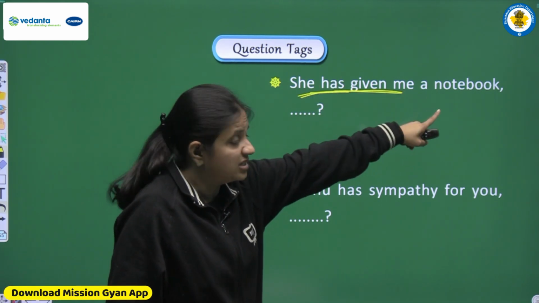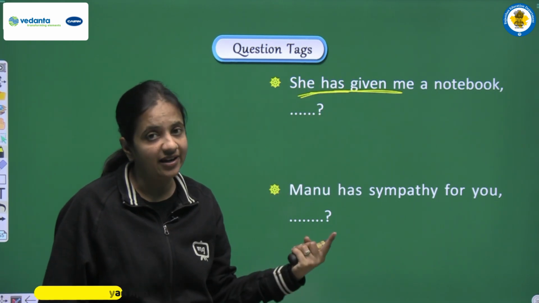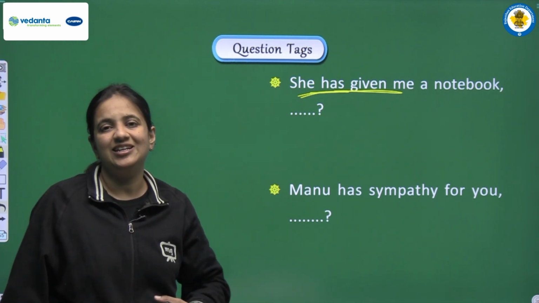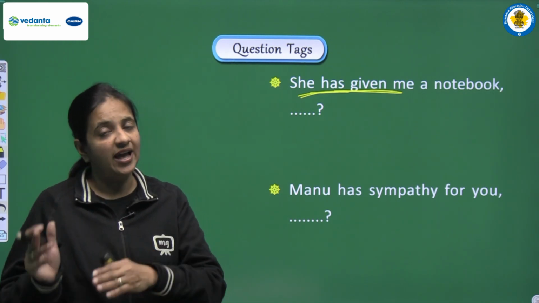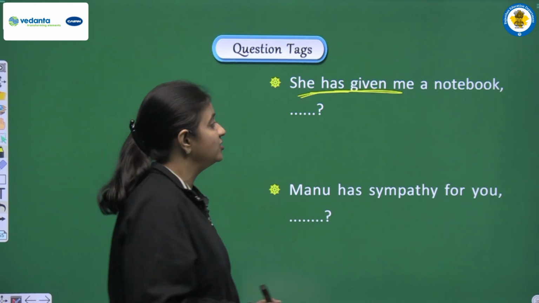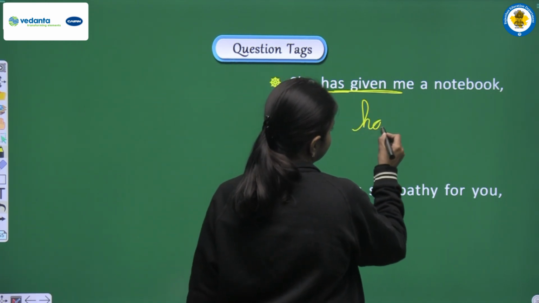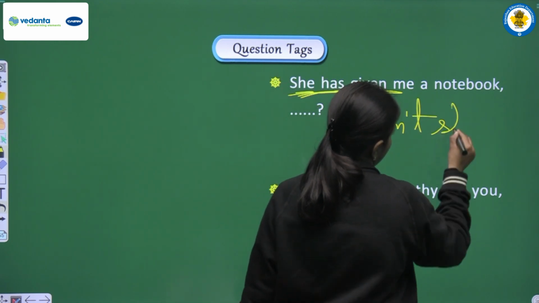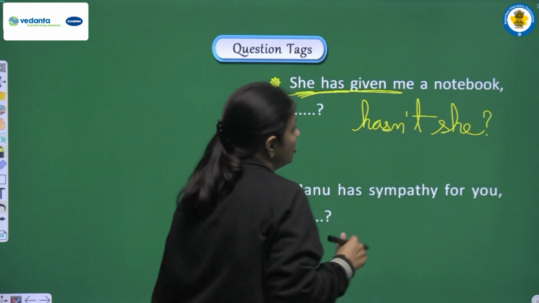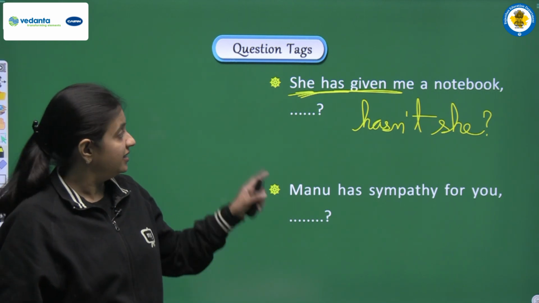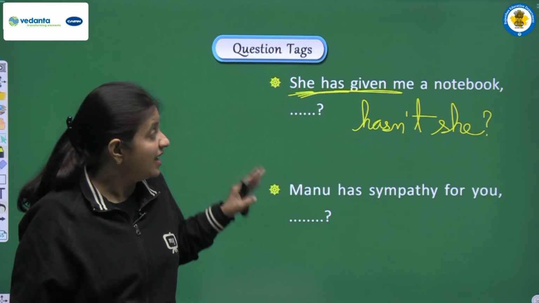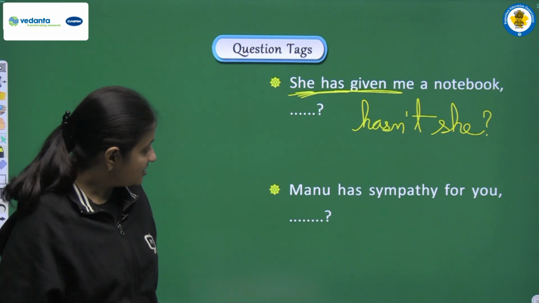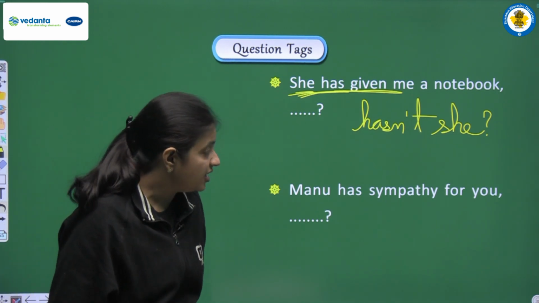We are having a positive statement, so the question tag will be negative. Has we are having, so has plus not, but we have to write the short form, the contracted form. So has plus not will be hasn't. So I am writing here hasn't. Pronoun, we are having she, so we will use the same pronoun. So the question tag will be hasn't she, and the complete sentence will be she has given me a notebook, hasn't she?